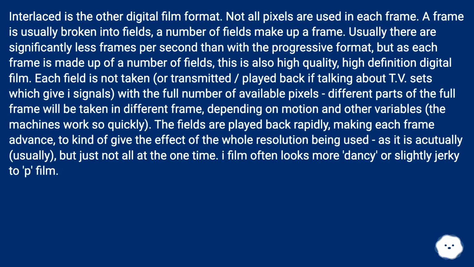Interlace is the other digital film format. Not all pixels are used in each frame. A frame is usually broken into fields, and a number of fields make up a frame. Usually there are significantly fewer frames per second than with the progressive format, but as each frame is made up of a number of fields, this is also high quality, high definition digital film. Each field is not taken, or played back if talking about TV sets which give I signals, with the full number of available pixels. Different parts of the full frame will be taken in different fields, depending on motion and other variables. The machines work so quickly. The fields are played back rapidly, making each frame advance, to give the effect of the whole resolution being used, just not all at the one time. I film often looks more jerky than P film.